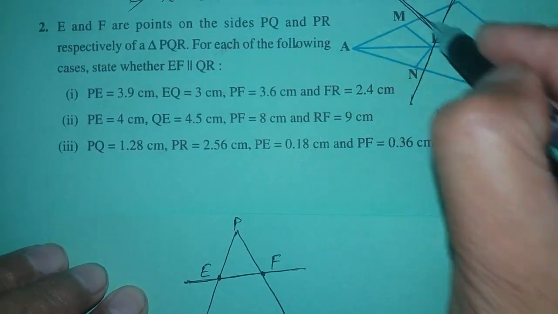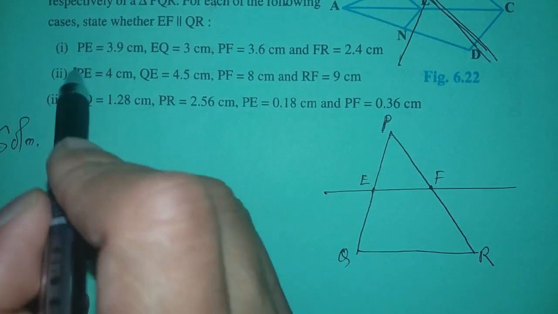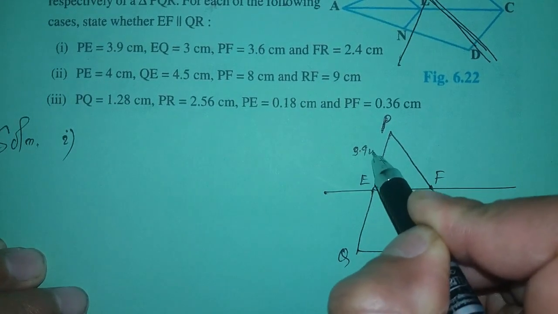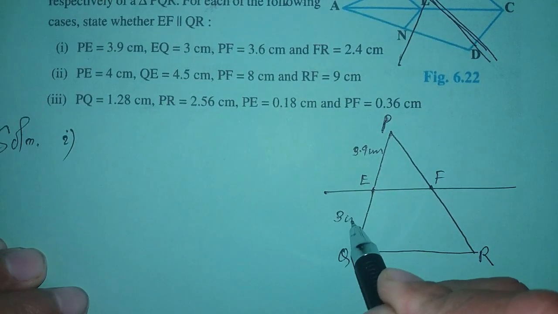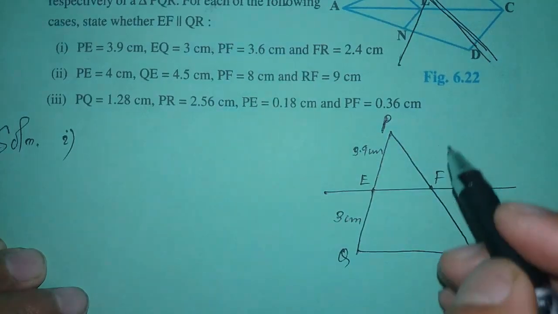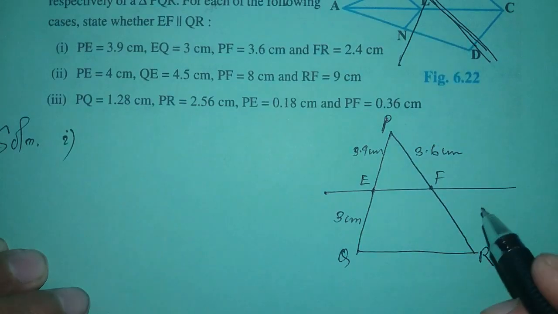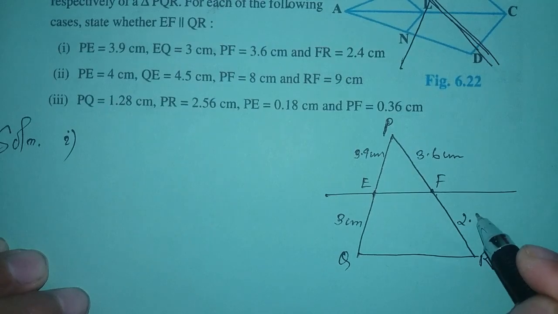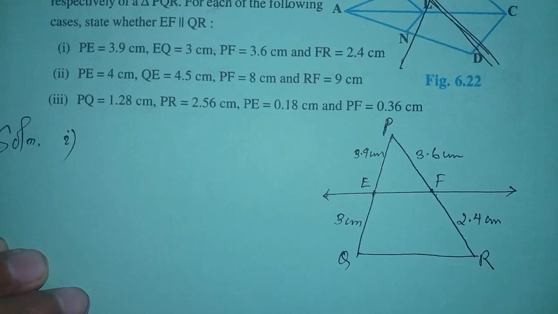This figure is for a different question. Here in Roman number 1, it is given that PE is 3.9 centimeter, and EQ is 3 centimeter. PF is 3.6 centimeter, and FR is equal to 2.4 centimeter. Now what we're going to do here is check whether EF is parallel to QR or not.